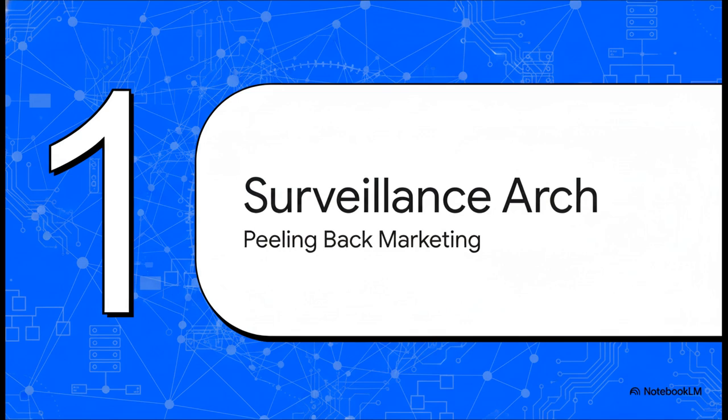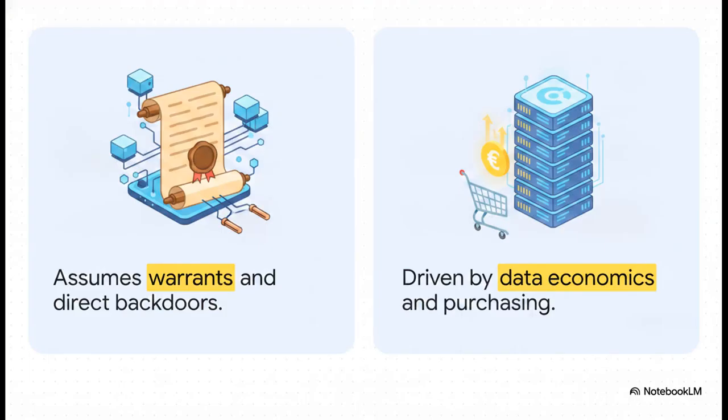Let's jump into Section 1, the architecture of surveillance, and peel back that corporate marketing to see our actual digital reality. You know, when most people talk about data access, they immediately picture spy movie scenarios, wiretaps, forced backdoors, secret warrants. But the structural reality is actually way more mundane. It is driven almost entirely by data economics, basic infrastructure, and off-the-shelf purchasing.